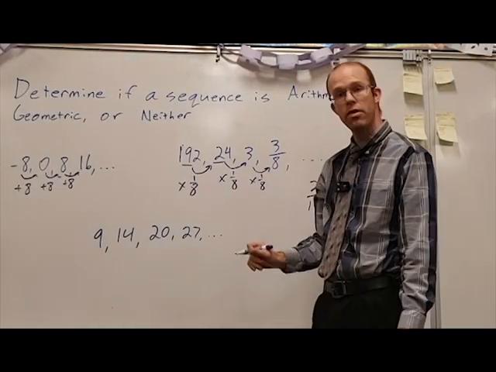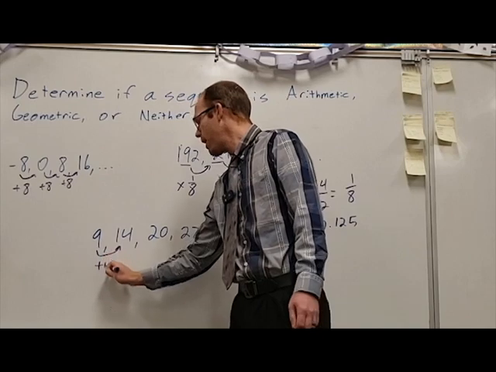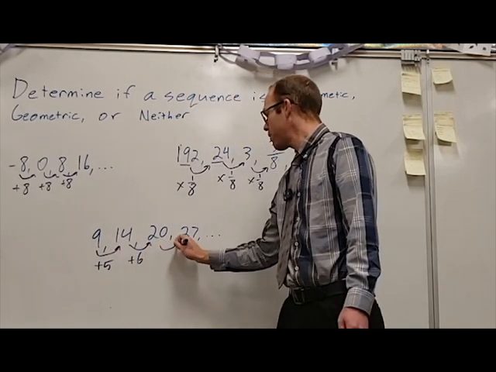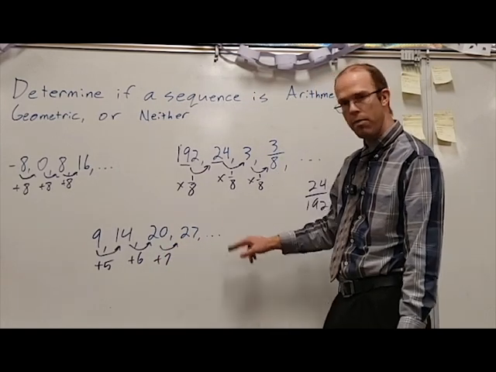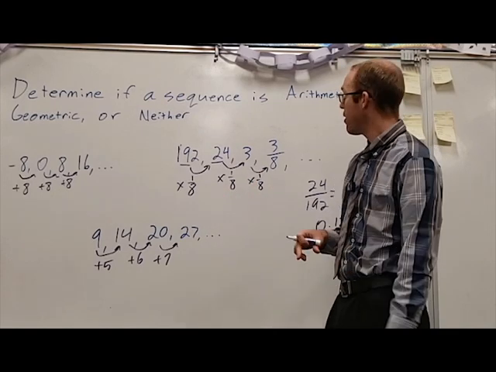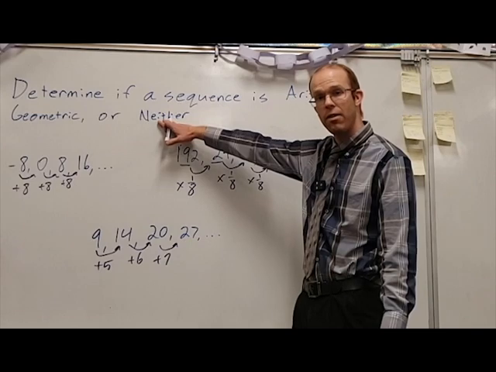Let's take a look at this one, see if we can find the pattern now. From here to here, from 9 to 14, we're adding 5. From here to here, we're adding 6. From here to here, we're adding 7. It does have a pattern. The next one would be adding 8, but that pattern is not what we were looking for with our arithmetic or geometric sequences. So this is neither.